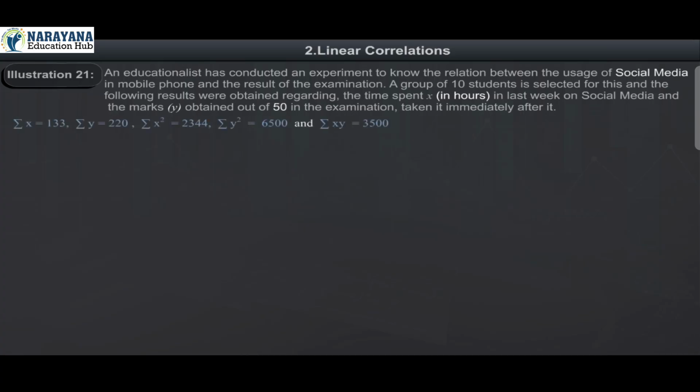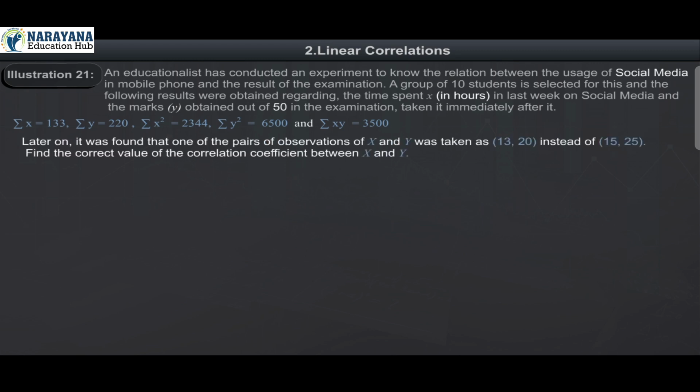Sigma X is equal to 133. Sigma Y is equal to 220. Sigma X square is equal to 2344. Sigma Y square is equal to 6500 and sigma XY is equal to 3500.